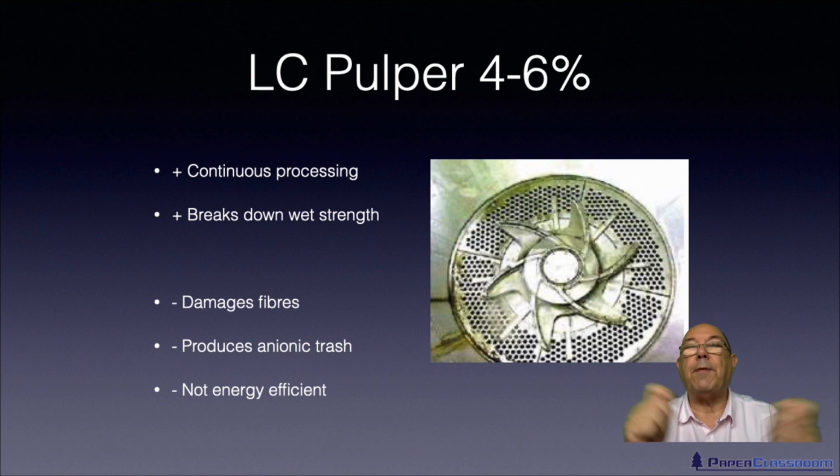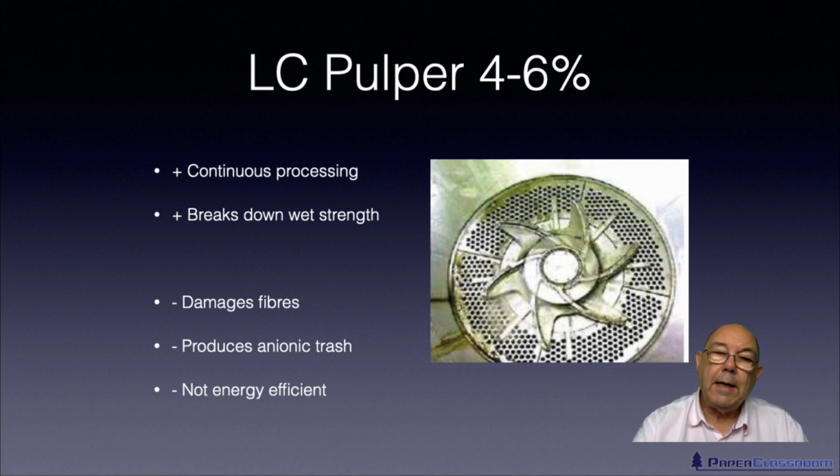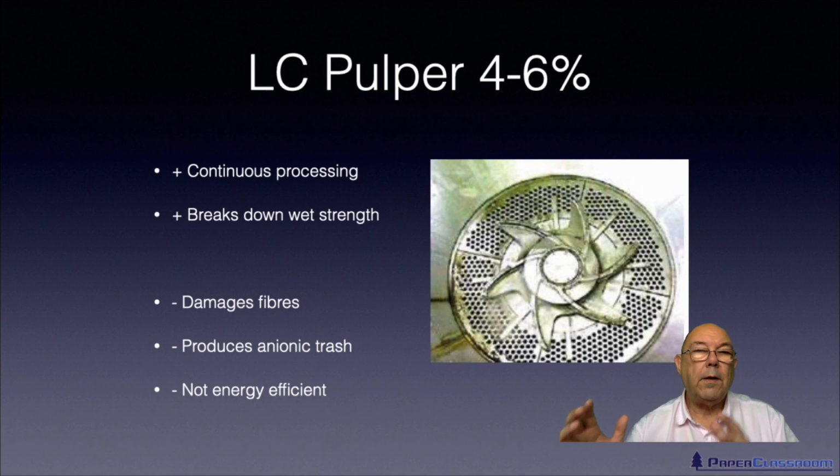Because it snaps fibres in half and it snaps the ends off, it will also create quite a bit of anionic trash, which we don't want. And finally, it's not very energy efficient. The consistency might only be 4 to 6%, so if it's 5%, that means for every 5 grams of fibre, you've got 95 grams of water. So all the energy is going into that 95% of the water. Little of it is going into the fibres themselves. So it's not a particularly energy efficient process.